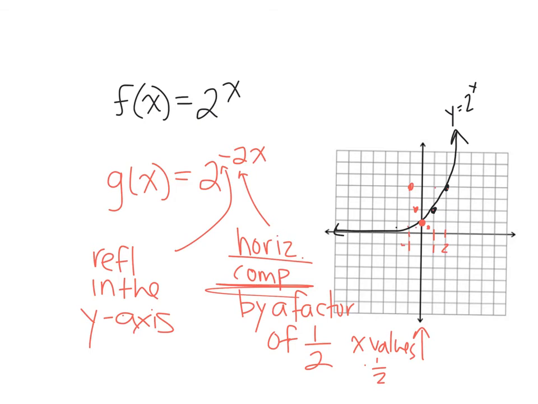So that's good enough for me to graph. So I see, it's just going to look like that. So really our y-intercept and our asymptote haven't changed. Both of them have a y-intercept of 1, and both of them have an asymptote at y equals 0.